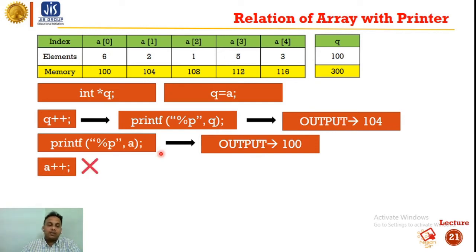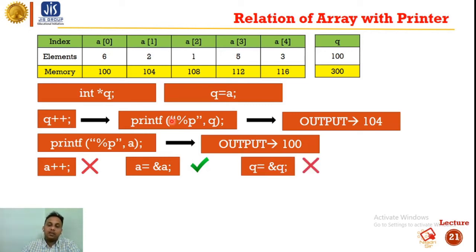So a plus plus is not possible, a will always store the base address. So a equals ampersand a, basically the address of a. But q equals ampersand q is not correct. a is ampersand a, but q is not a; q equals address of q would mean 300, but the value of q is not 300.